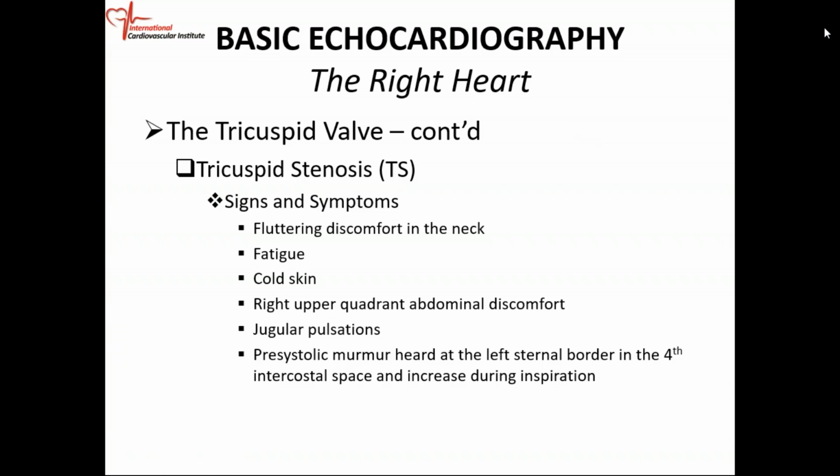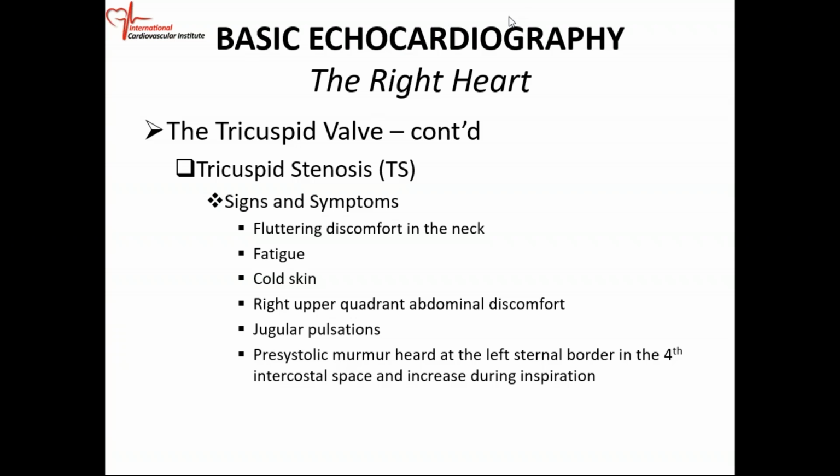So if you're going to listen with a stethoscope, you get what we call a pre-systolic murmur, best at the lower left sternal border in about the fourth intercostal space, and it increases with inspiration. Again, almost all murmurs on the right side are going to increase with inspiration because of the increased blood flow into the right side of the heart with inspiration. So you get this pre-systolic murmur at the lower left sternal border, which increases with inspiration.